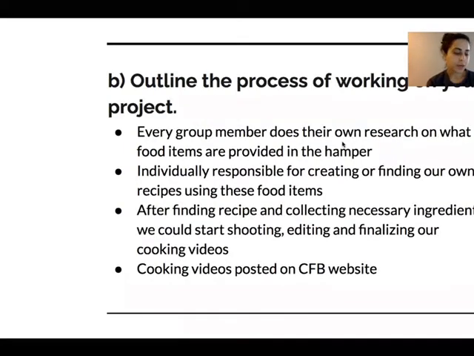The process of working on our project goes as follows. Firstly, each individual group member had to explore the Campus Food Bank website and do their own research on what food items were provided in the hamper. Next, we were each responsible for either finding or creating our own recipes using these food items. If any ingredients in our recipes were perishable and were not provided by the hamper, we had to make sure they were both low in cost and typically something that you'd find at home.